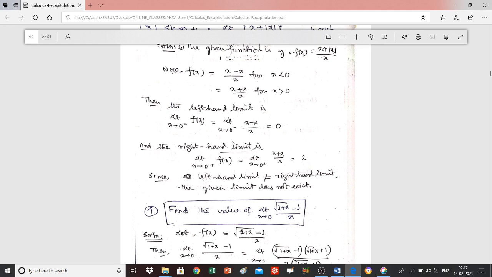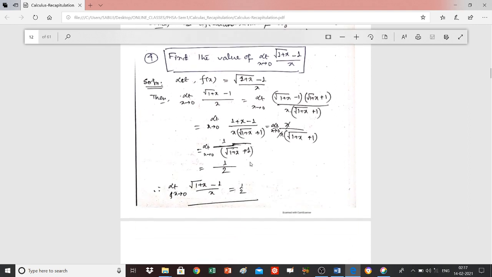And the right hand limit, the limit as x tends to 0 plus of f(x), is equal to the limit as x tends to 0 plus of (x plus x) by x, that is equal to 2. So this is finite, this is also finite. Both the left hand limit and the right hand limit are finite but not equal, they are unequal. So the given limit does not exist.